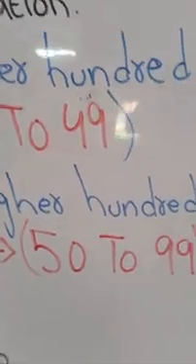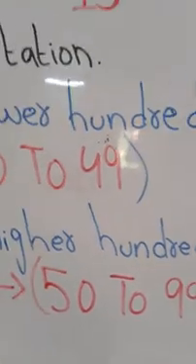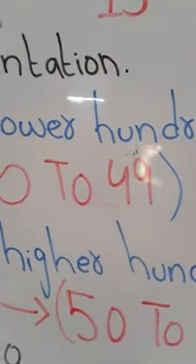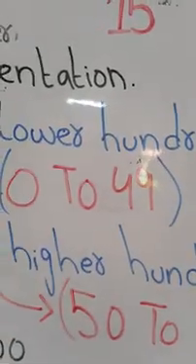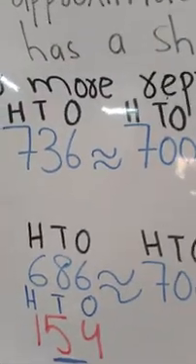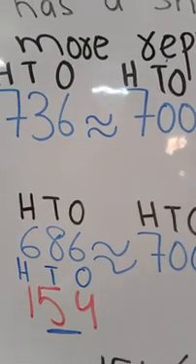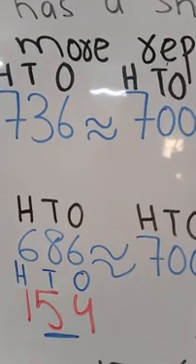If the number is 50 to 99, then how do we round off? We round the number to the higher 100. So we have to count forward to the higher 100. Like here I have written a number 686. So what is the rounding of 686?